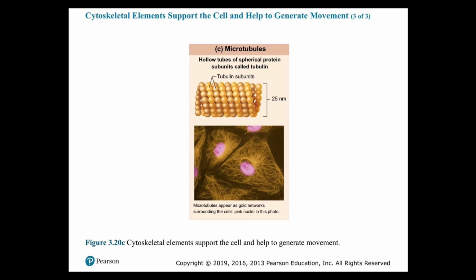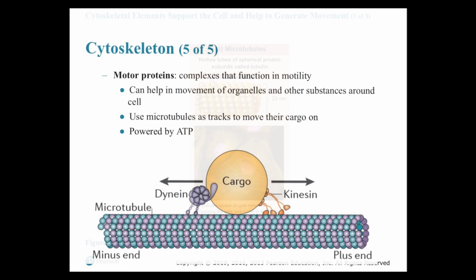Cytoskeletal elements support the cell and help to generate movement. Here we see microtubules, which are hollow tubes of spherical protein subunits called tubulin. We mentioned motor proteins. These complexes function in movement, helping move organelles and other substances around the cell, and they use the microtubules as tracks to move their cargo.